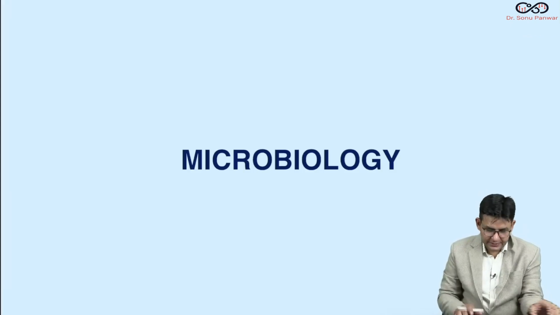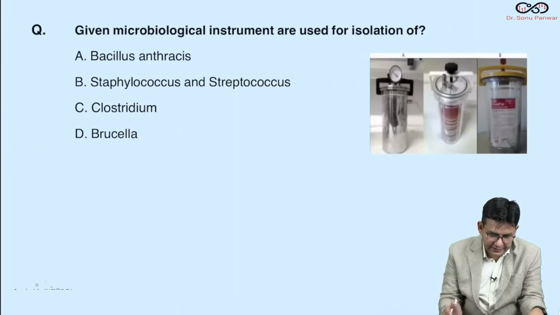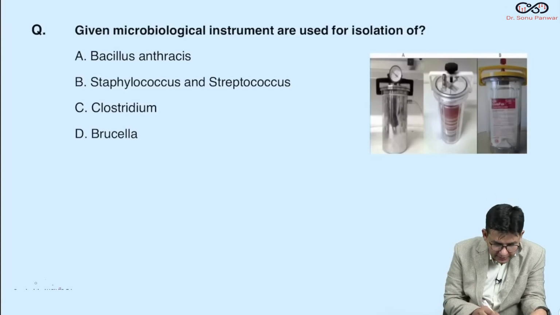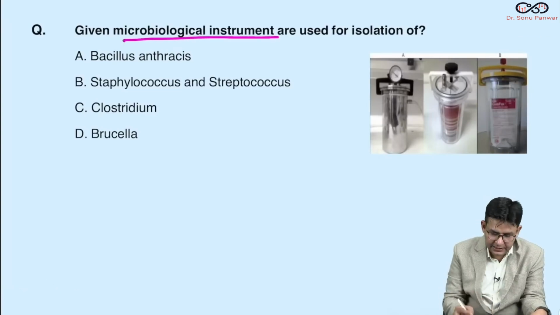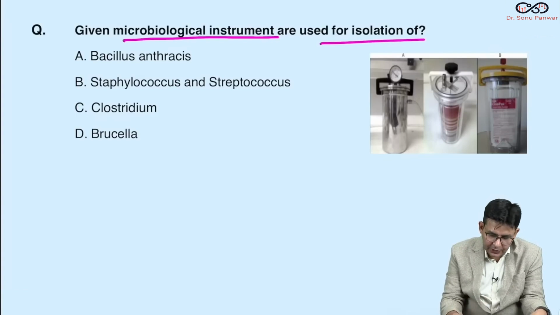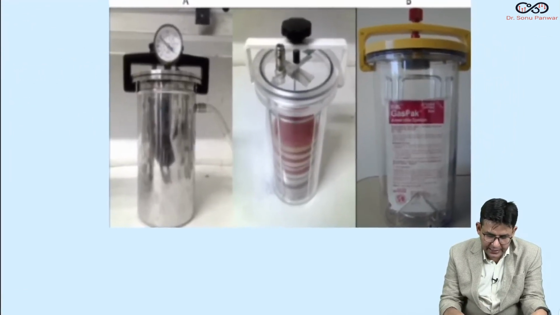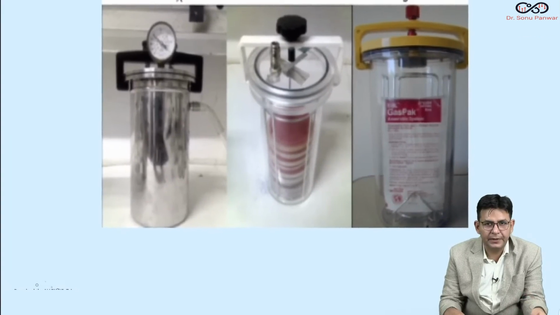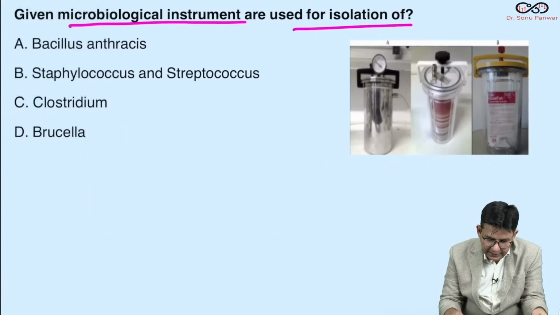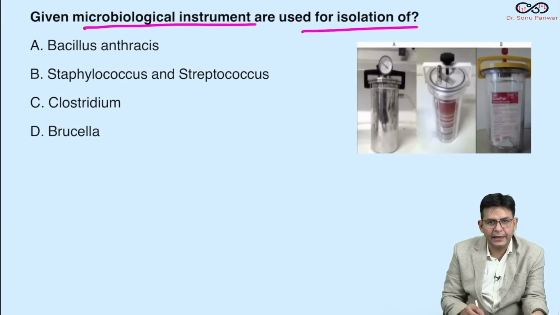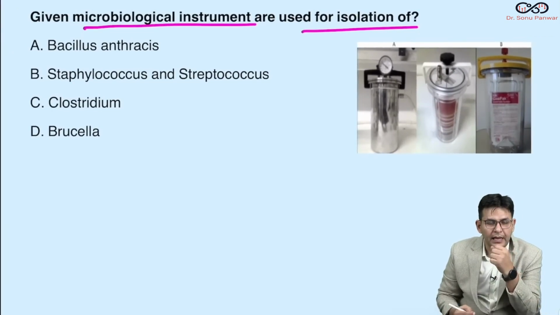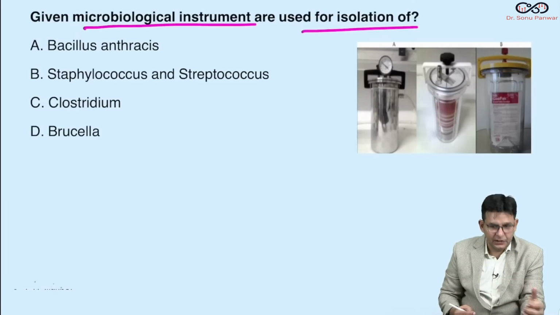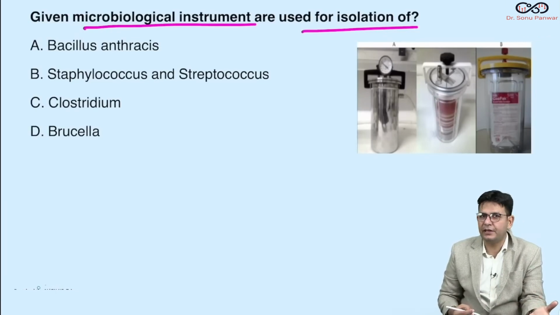So let's start, guys, with the first image. As you can see, this particular microbiological instrument is used for the isolation of... As you can see in this picture, and if I zoom it up for you, it is written gas pack. Gas pack, guys, is a chemical method of anaerobiosis, and this chemical method of anaerobiosis is used to create what? Anaerobic environment. An anaerobic environment is used to grow which particular organisms?